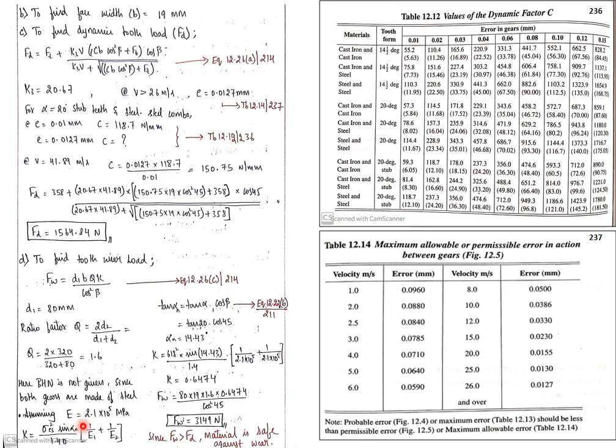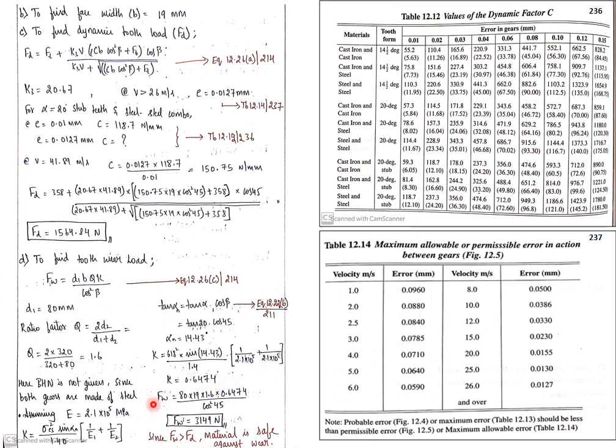Hence, we need to calculate tan alpha n based on this formula, that is tan alpha n is equal to tan alpha into cos beta, where alpha is 20 and beta is 45. If you calculate, alpha n will be 14.43. Substitute the value of alpha n, E1 and E2, and we will get K equal to 0.6474.